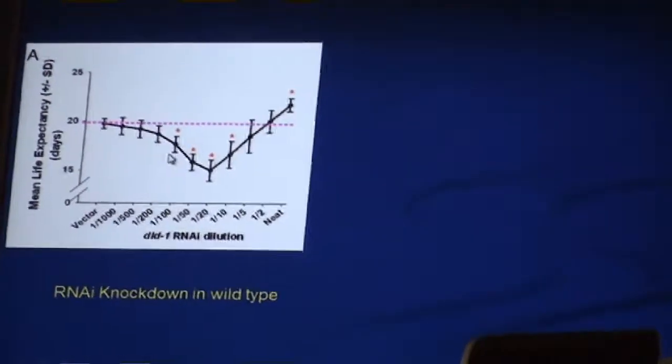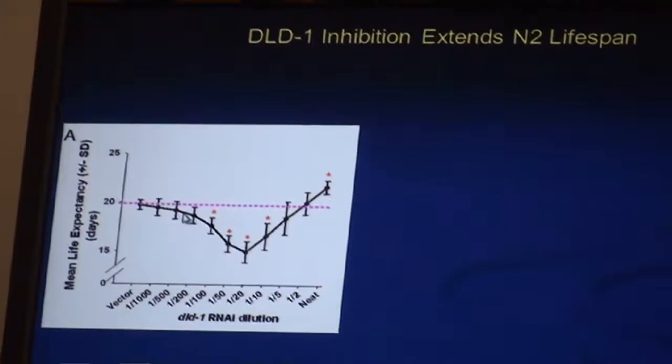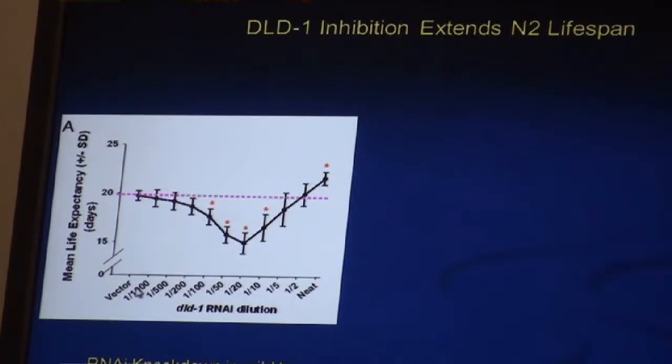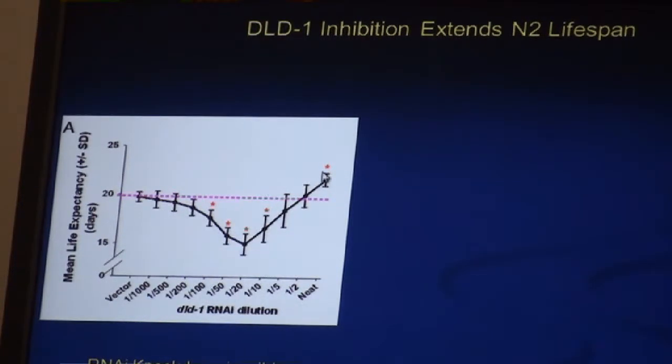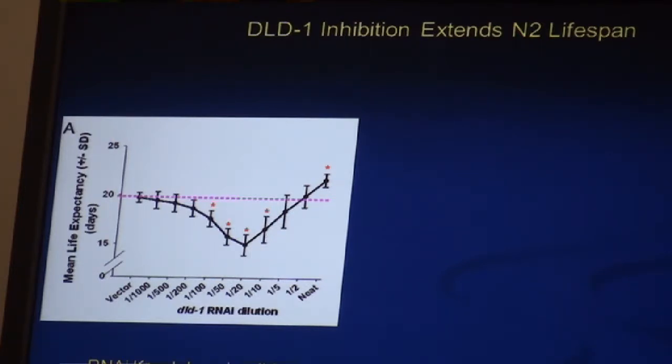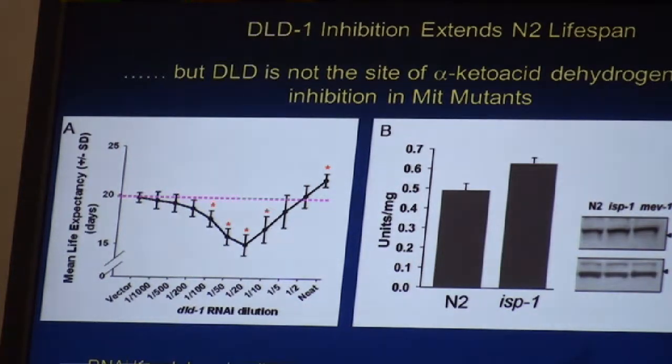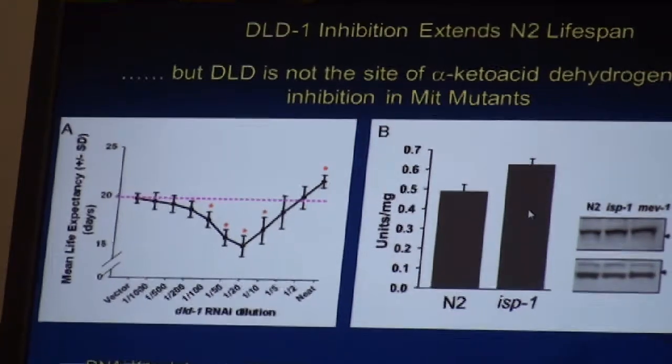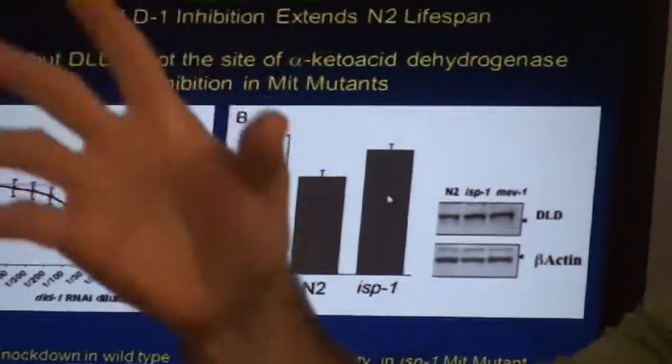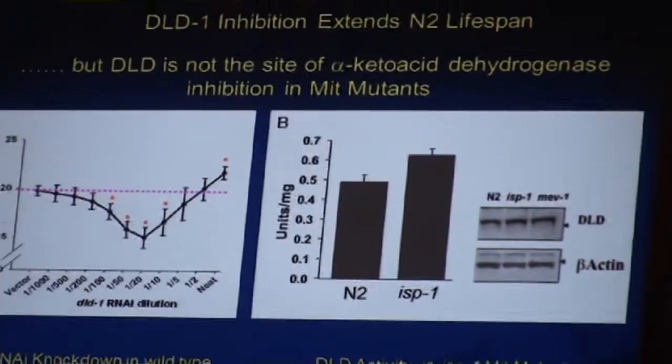This was the unexpected catch. We've never ever seen anything like this before. When you knock down DLD, increasingly, certainly you get a lifespan increase, but it's nothing like a mite, though it's significant. But you get this incredible shortening of lifespan at a 1 in 20 dilution. So we knew that we were in the vicinity, but we didn't quite crack it. And this is just showing that when you disrupt DLD in mitochondria, it's fully away from those complexes. The DLD is active, so it's fully active. So in other words, the inhibition can't be on DLD, it has to be somewhere else.